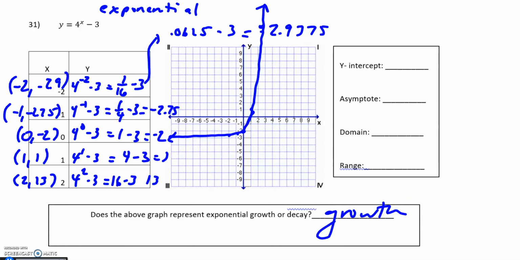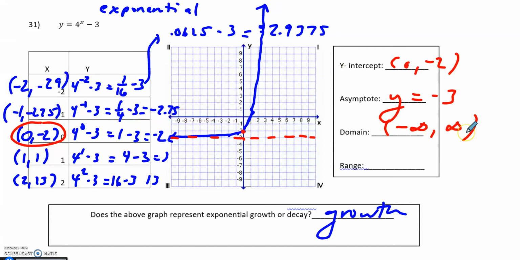If I take a look, my y-intercept is at 0, negative 2. The asymptote represents the line that I cannot cross, but I'm getting close. And so that looks like here at negative 3. Specifically, it hits the y-axis at negative 3, so the line is y equals negative 3. The domain goes forever to the left and forever to the right. So the domain is negative infinity to positive infinity.